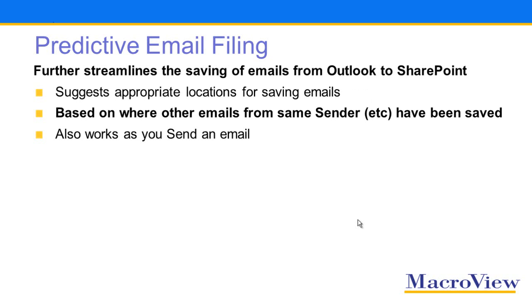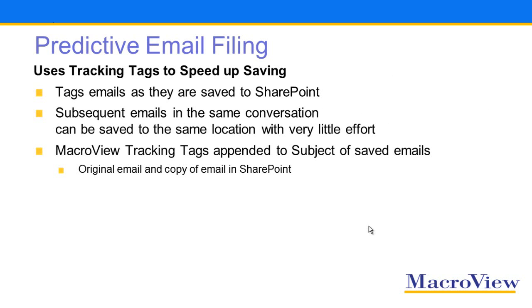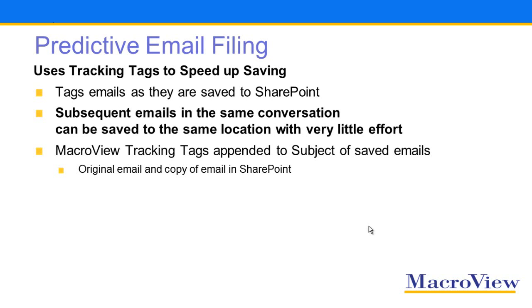Those suggestions are based on where other emails, e.g. from the same sender, have been saved. Predictive email filing works for mails already in your inbox or other Outlook folder, and also as you send an email from Outlook. As emails are saved to SharePoint, MacroView Predictive Email Filing tags those emails so that subsequent emails in the same conversation can be saved to the same location with very little effort.